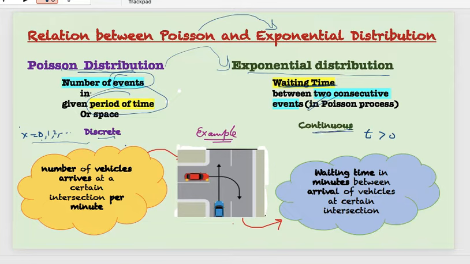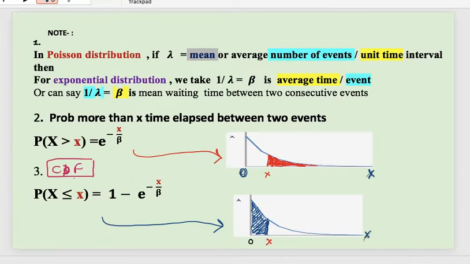So in some questions, if Poisson distribution information is given, we can gather the information based on the exponential parameter. We will see in some questions how we can utilize it. For example, in the Poisson distribution, if the mean number of events per unit time is given, that means lambda is given, we use lambda for that. Then for the exponential distribution, we can calculate the beta value, which is the average time per event. This can be calculated by taking the reciprocal of lambda, which gives us beta, right? So this becomes a very important result that can be used.